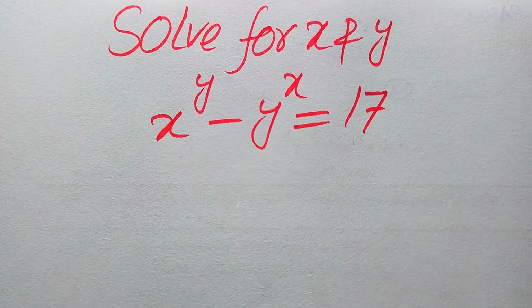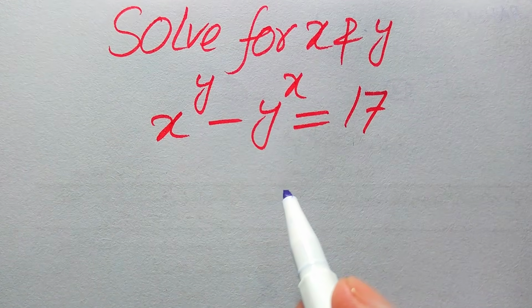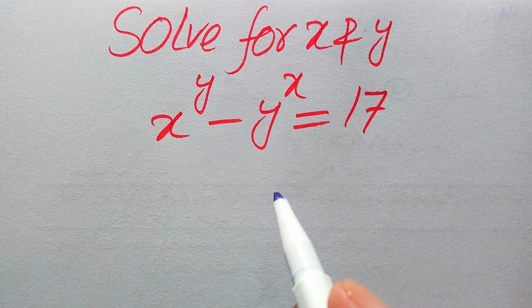Hello everyone, welcome to solve this nice math Olympiad algebra problem. So here we have x to the power of y minus y to the power of x is equal to 17, and we solve this problem for all the values of x and y.